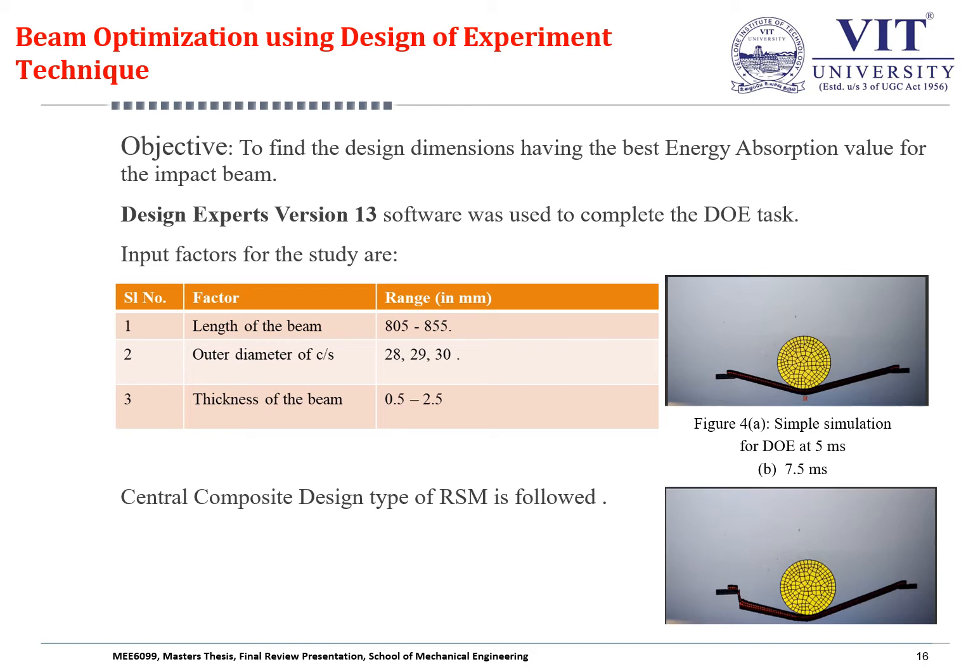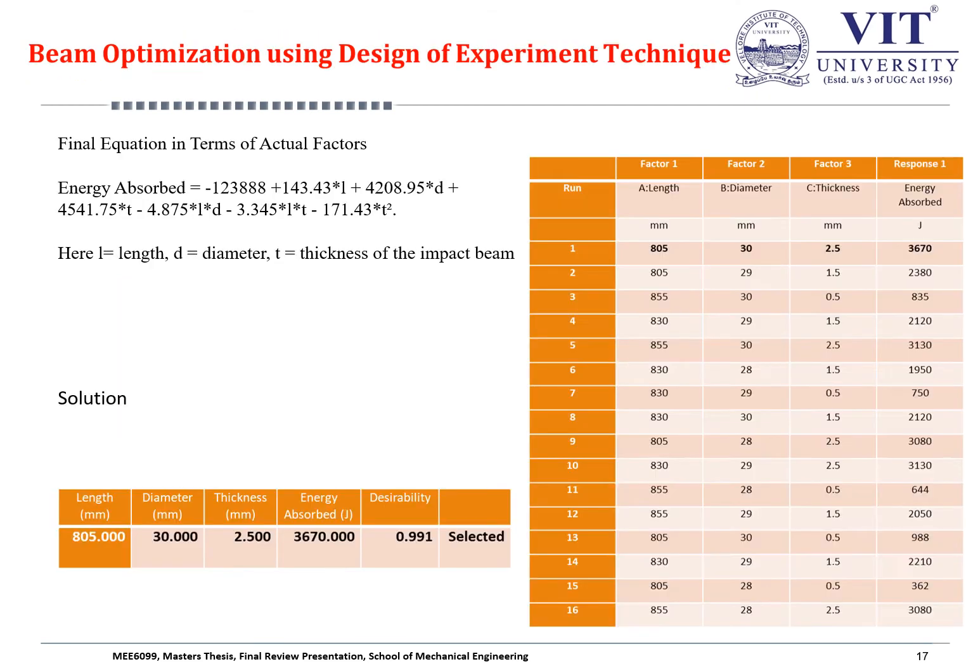The input factors for this study are the length of the beam, the outer diameter of the beam, and the thickness of the beam. After inputting all the values, I got the central composite design type for the response surface modeling. After inputting all the factors as well as the constraints, the final equation in terms of actual factors was obtained in terms of length, diameter, and thickness of the impact beam. On the right side, you can see the number of runs that I have run in order to find the best optimized value for the energy absorption.